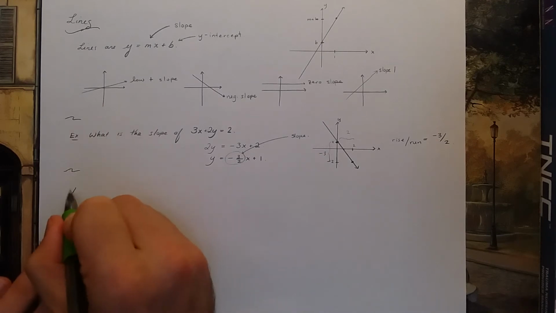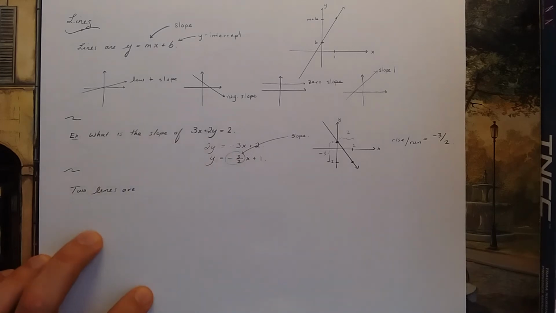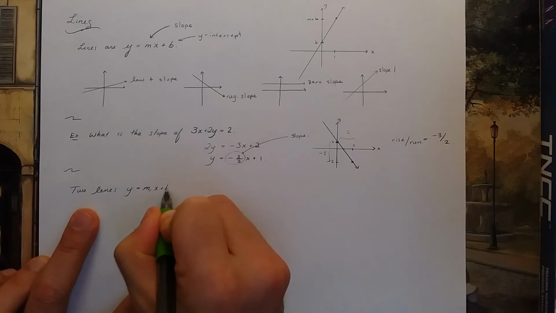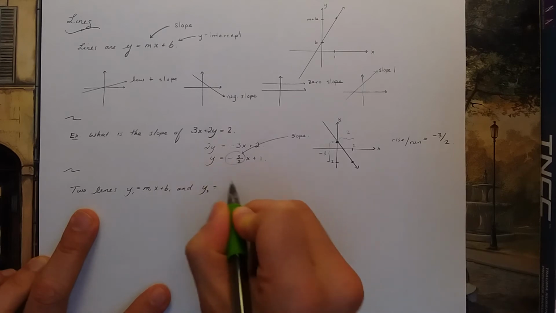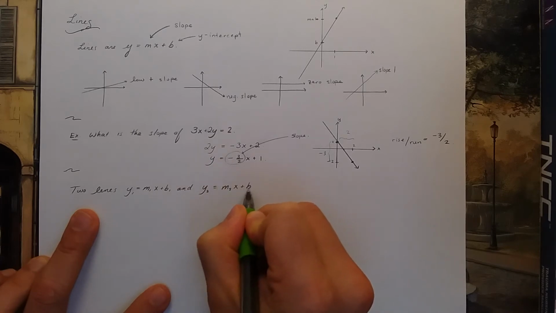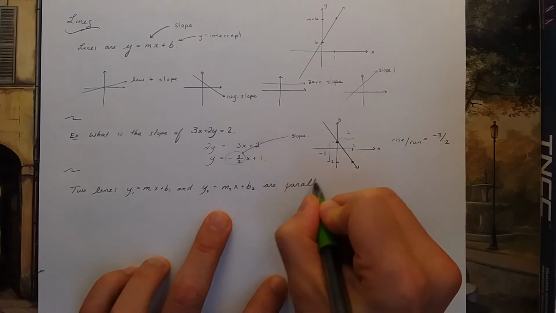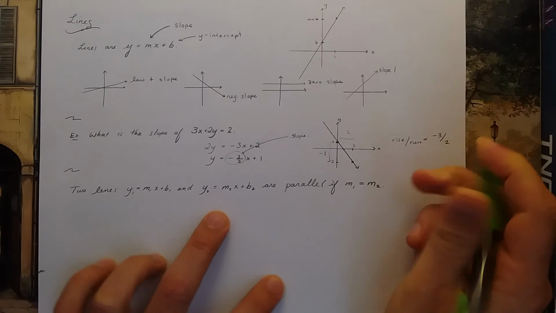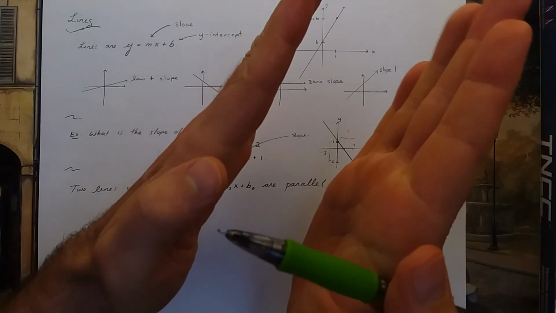Two lines are parallel. Actually, let me give the actual equations for them. So my lines y1 equals m1x plus b1, and let's say y2 is m2x plus b2. Two lines are parallel if their slopes are the same. So parallel lines have the same slope. That's because parallel lines are either going up or down at the same rate.